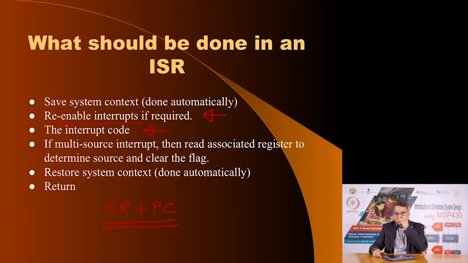Now, if the source of an interrupt had multiple sources, it is your responsibility, that is the responsibility of the program, to reset the flag, so that subsequent setting of the flag will generate another interrupt. Once that is done, you can restore the system context and return. When you return, automatically the system will recover the status register and the program counter from the stack and put them into the respective registers, which means you will go back to the main program which had been interrupted and you will resume your execution from that point onwards. So, this is the way things happen in an interrupt subroutine.